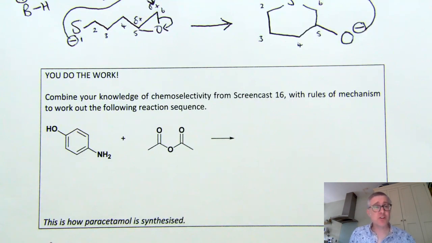And as a hint, so you can kind of work out what you're heading towards, this is how paracetamol is synthesized. So in the pharmaceutical industry, this is how they make paracetamol, and it's based on our principles of chemoselectivity and reaction mechanism. So have a go at that in your own time.